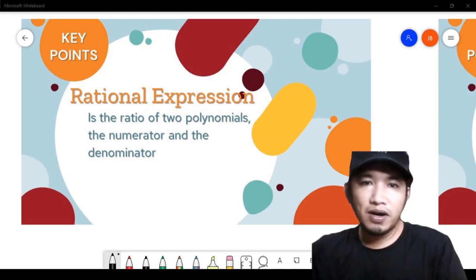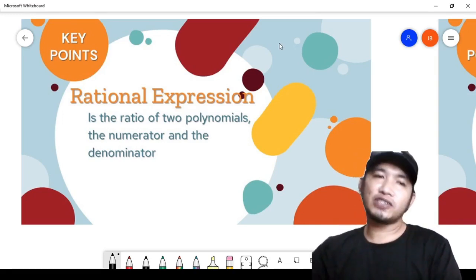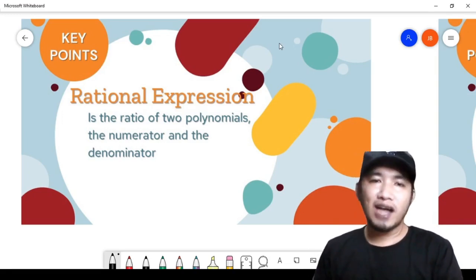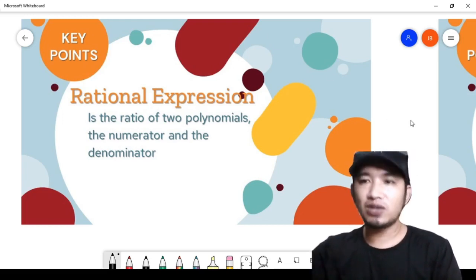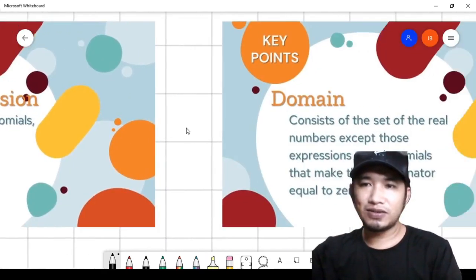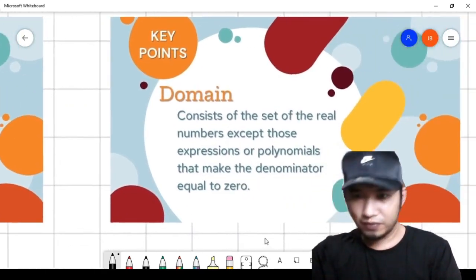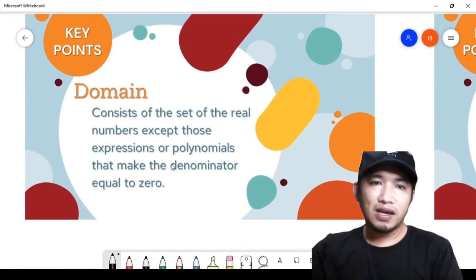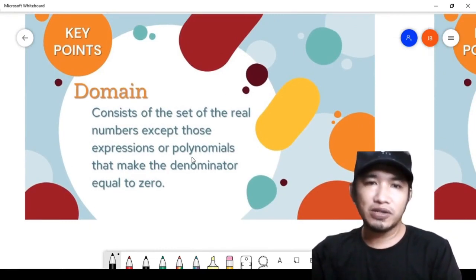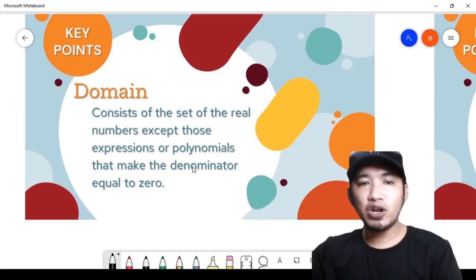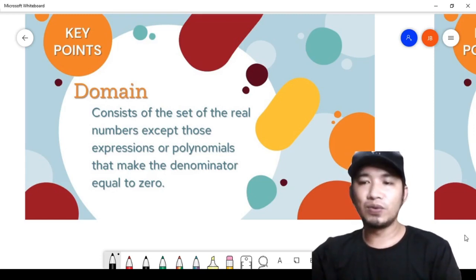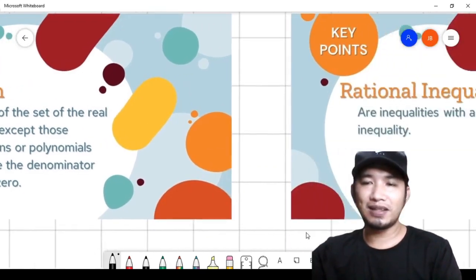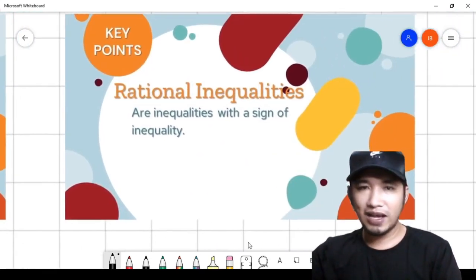Ayan, for our key points or points to remember, rational expression is a ratio of two polynomials, the numerator and the denominator. Alright? And then the domain consists of a set of the real numbers except those expressions or polynomials that make the denominator equal to 0. Alright, so that is a domain. Okay? Tandaan nyo lagi yan, ha?